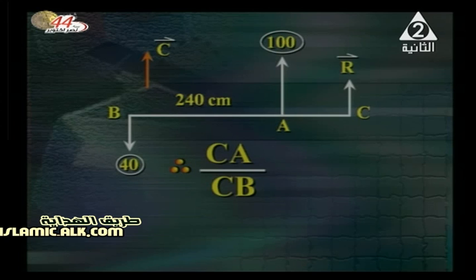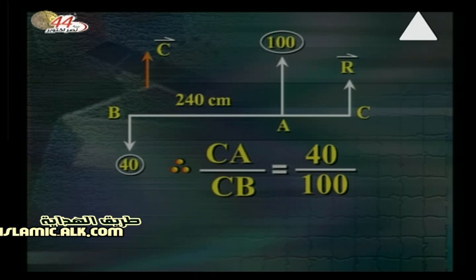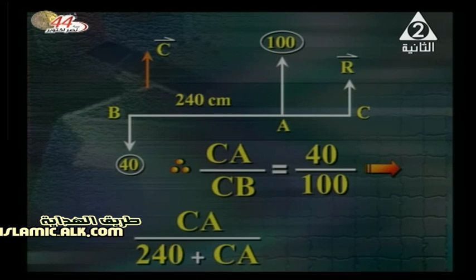Therefore, CA over CB equals what? 40 over 100. The ratio between CA and CB equals F2 over F1. By substitution, look at CB. CB in the graph equals AB plus AC, and AB equals 240, plus CA. Then CA over 240 plus CA equals what?